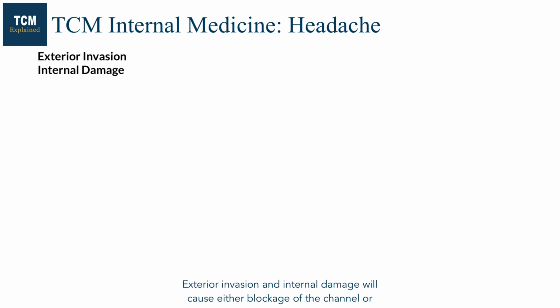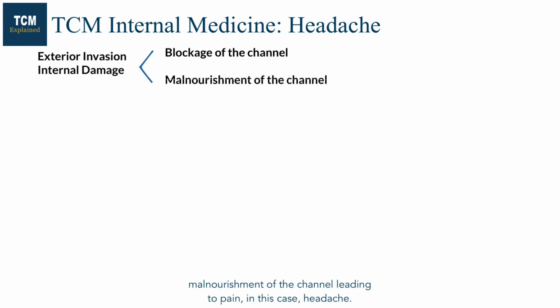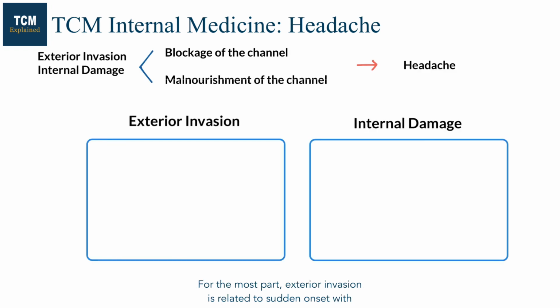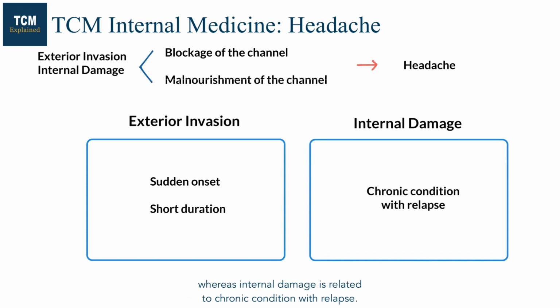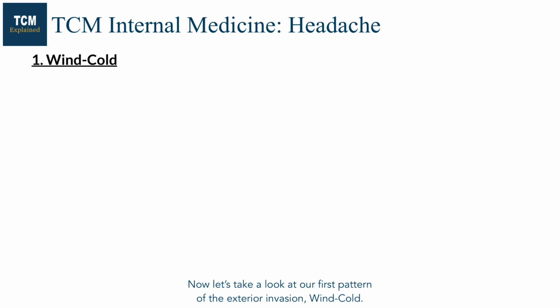Exterior invasion and internal damage will cause either blockage of the channel or malnourishment of the channel, leading to pain, in this case headache. For the most part, exterior invasion is related to sudden onset with signs and symptoms of common cold and relatively short duration of disease, whereas internal damage is related to chronic condition with relapse. Now let's take a look at our first pattern of the exterior invasion, wind cold.